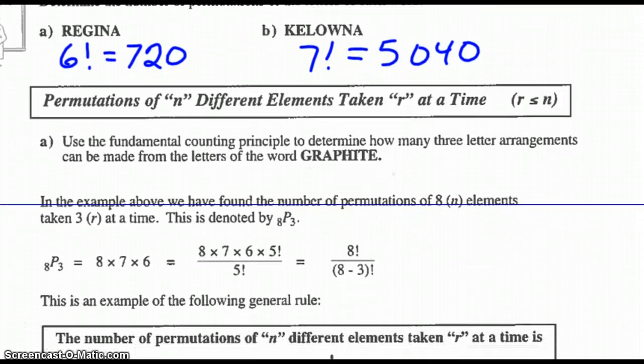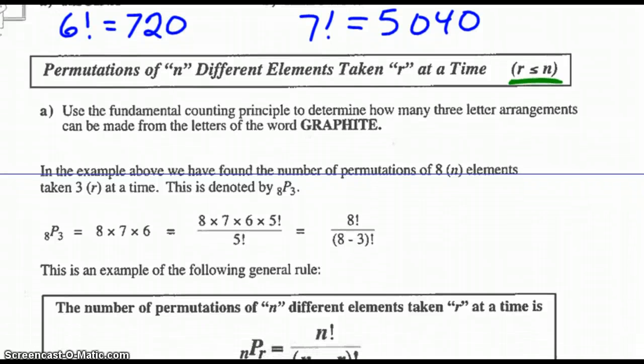Permutations with n different elements taken r at a time. Note that r must always be less than n. Important statement. All right, so let's use the fundamental counting principle to determine how many 3-letter arrangements can be made from the letters of the word graphite. So now in graphite, there are 8 letters. So if I just used all of them, that'd be 8 factorial. However, we don't want to use all of them, so we don't want to use the factorial idea. We just want 3-letter arrangements. 1, 2, 3-letter arrangements. So there are 8 letters.